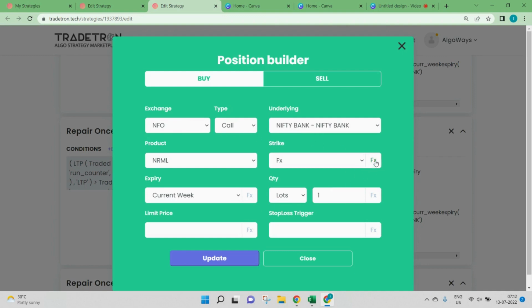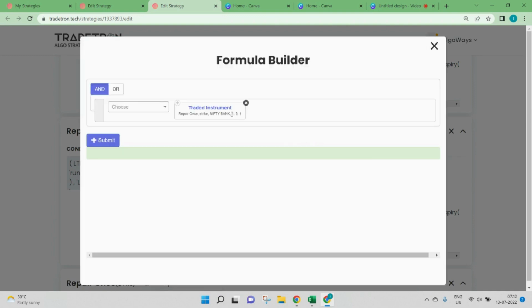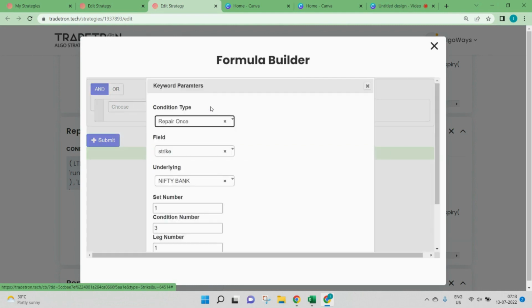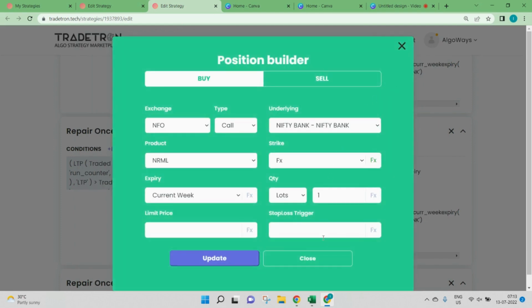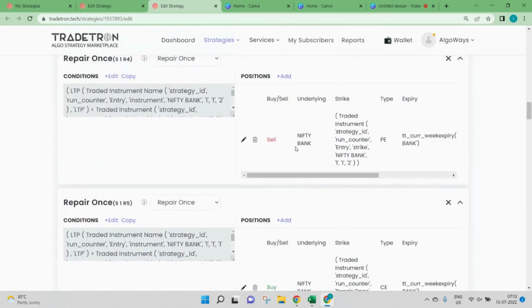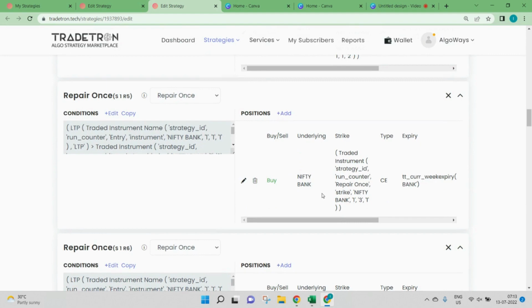So call, only thing we have to see here. See, we are dealing with the same strike. We can fetch this strike from entry also, right? So we can keep entry and then set 1, condition 1, and leg 1. Or we can fetch it from the re-entry box also, re-entry condition also, because the re-entry condition is also the same strike. Repair once, strike, set 1, condition 3, leg 1. So we have exited the CE leg again at 20% of the re-entry price.